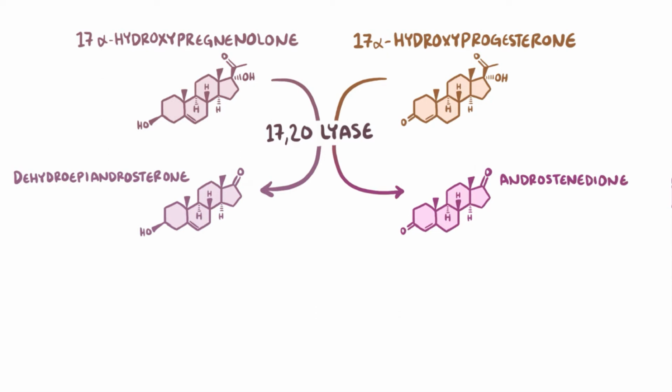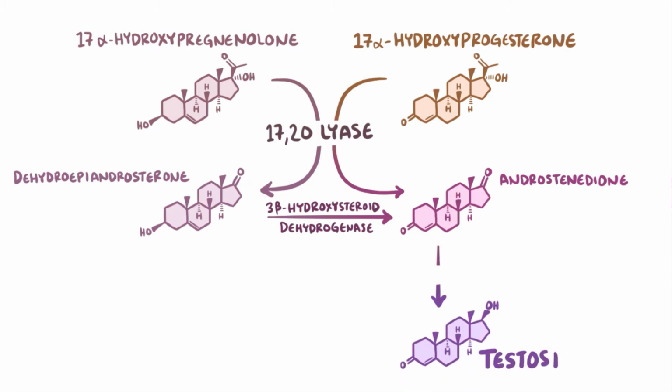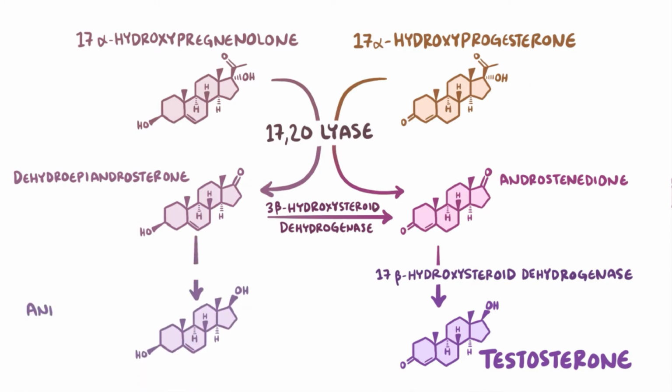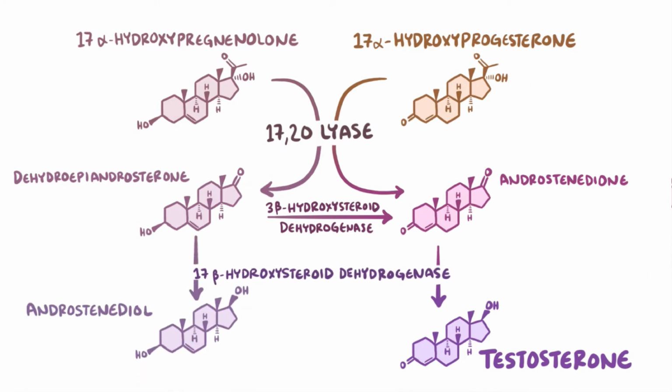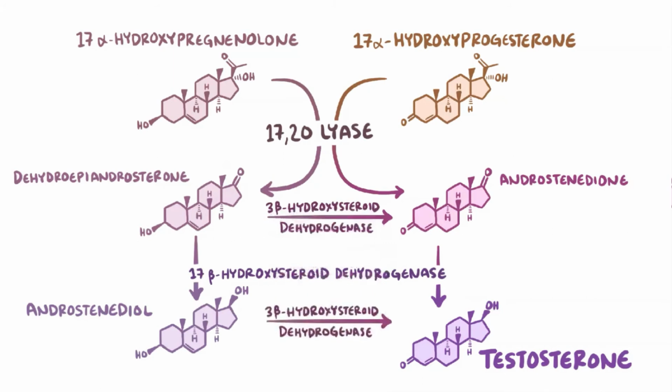Dehydroepiandrosterone can also be turned into androstenedione by the enzyme 3-beta-hydroxysteroid dehydrogenase. Then androstenedione is turned into testosterone by the enzyme 17-beta-hydroxysteroid dehydrogenase. Alternatively, you can also get to testosterone by converting dehydroepiandrosterone to androstenediol first with the same enzyme, then using 3-beta hydroxysteroid dehydrogenase to get to testosterone.